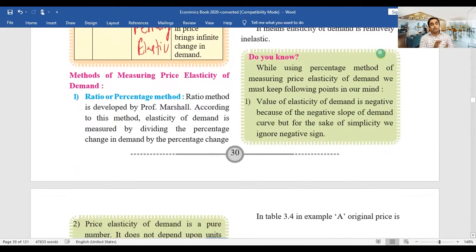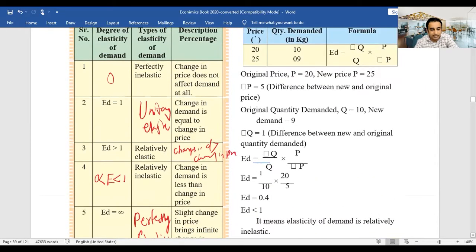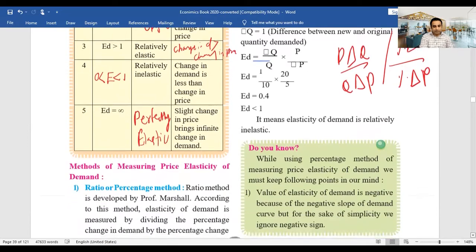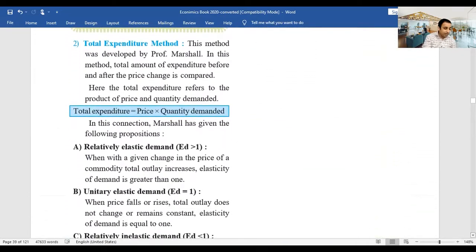Now, having understood the types of price elasticity of demand, let us go to the methods of measuring price elasticity of demand. First is ratio method or percentage method. So here we obtain the price elasticity by using either this formula P delta Q upon Q delta P, or we use percentage delta Q upon percentage delta P. So illustration formula is given. You can revise.